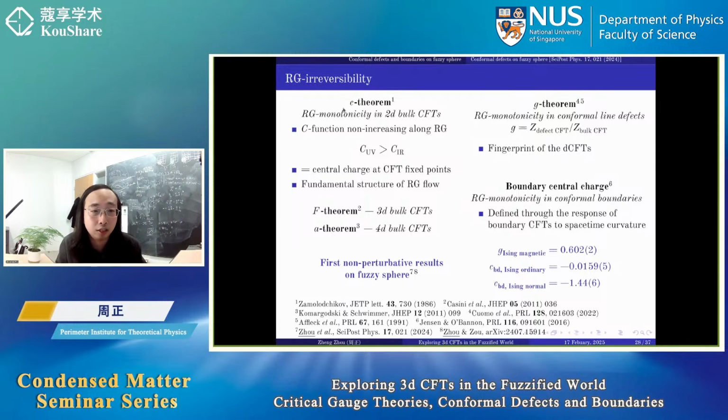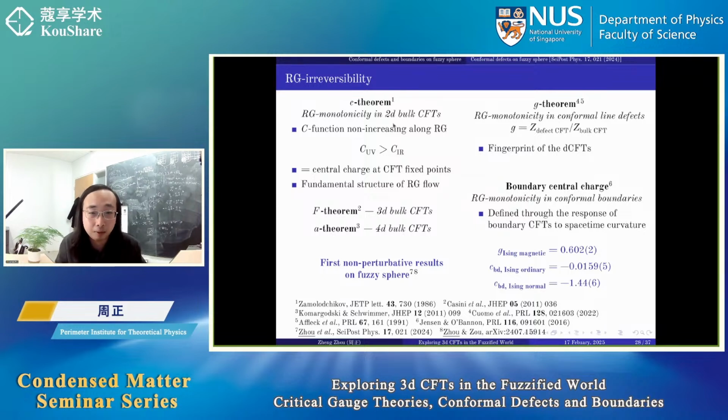Speaking of which, the most famous example is the C theorem in 2D bulk CFTs, which asserts that there exists a C function that is non-increasing along the RG and its value equals the central charge at CFT fixed points. Such a theorem determines some fundamental structure of the RG flow. And in 3D and 4D bulk CFTs, later people found that there are also such monotonic quantities called the F function and the A function.